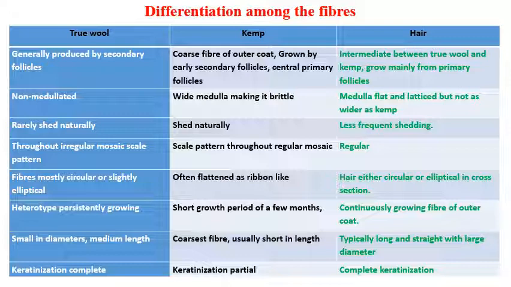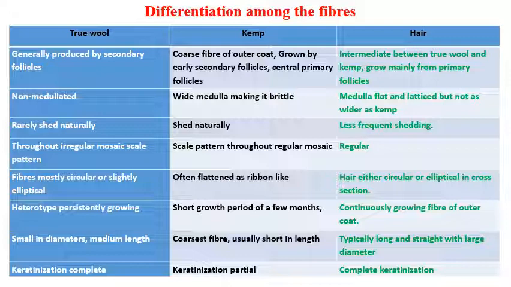Then about the medullation, the true wool is totally non-medullated, whereas kemp is highly medullated, with a wide medulla making it brittle. And in the case of hair, the medulla will be there but a little bit less, and it may be flat and latticed but not so much or so wide as in kemp. Then wool is rarely shed naturally, whereas kemp is shed naturally, and hair is less frequently shed naturally.